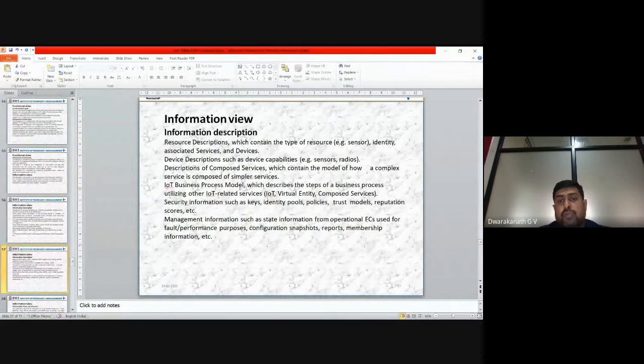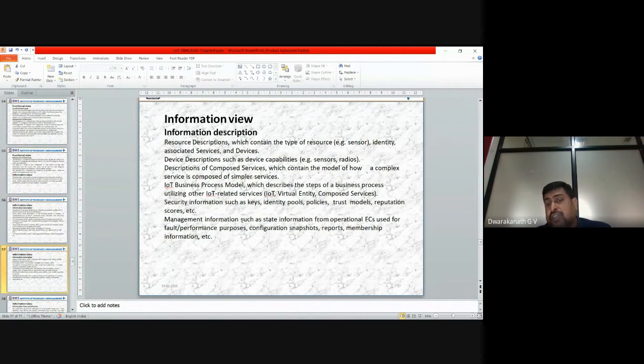IoT business process model. After the output, whatever goal I achieved, taking that application into consideration, how can I do the IoT business process, which describes the steps of a business process utilizing other IoT related services. What are those? IoT virtual entity composite services. Security information, such as keys, identity pools, policies, trust models, reputation scores, etc., will be followed in that. So that information is also important.